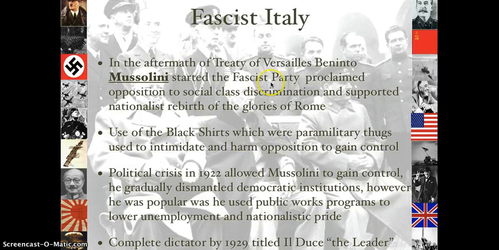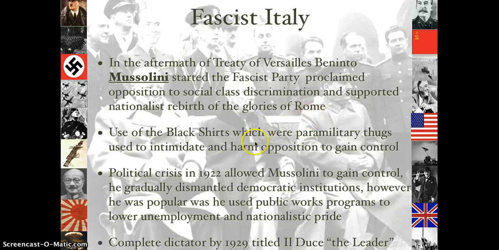But he and some others proclaim the Fascist Party to really oppose social class discrimination, so they want to make things better for Italians, is what they're saying, and they want to support the rebirth, the glory of Rome, back in Roman times.